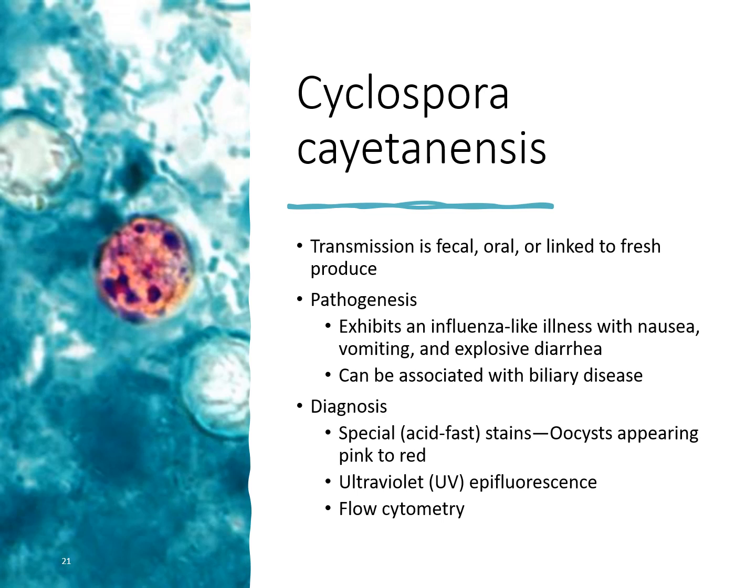With this particular organism, as well as the last one, they're best visualized by looking for those oocysts in an acid fast stain, but there are also automated methods that can assist with identifying this organism.